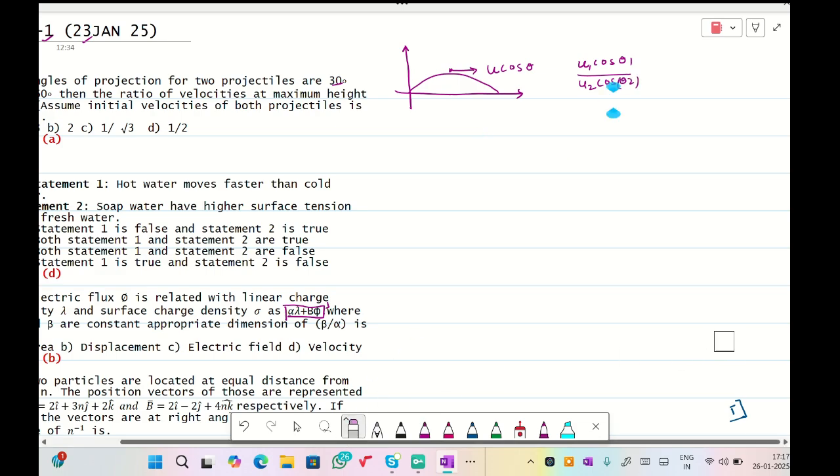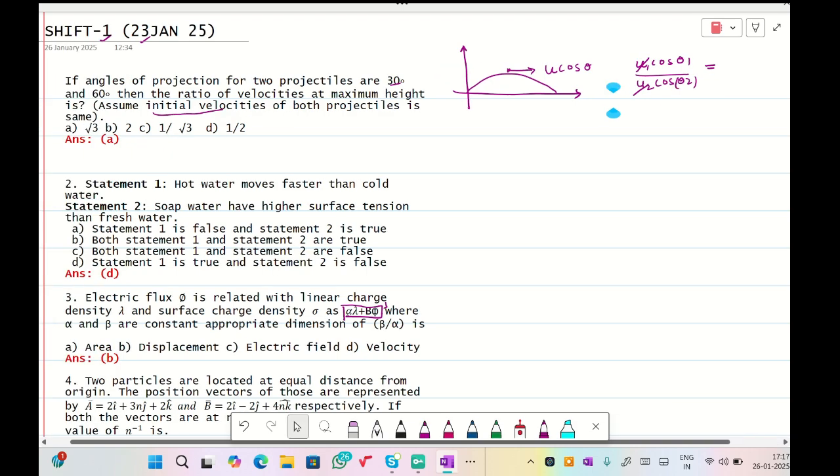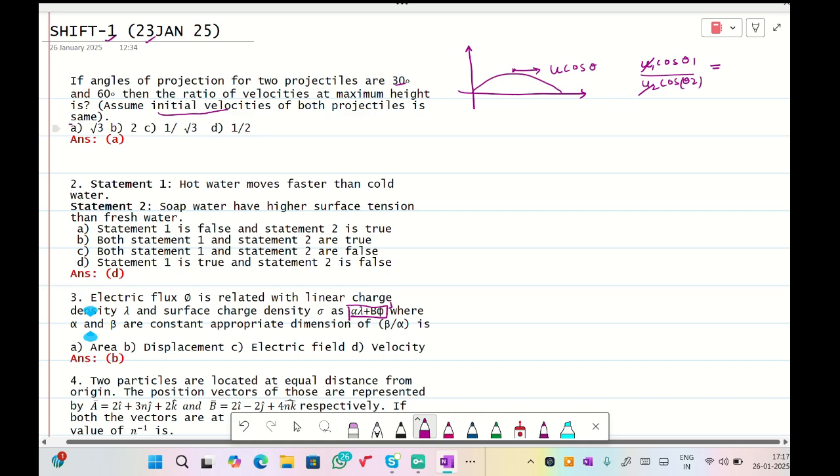Here theta 1 and theta 2 are given as 30 and 60, and u1 is equal to u2. The initial velocities are the same, right? So u1 and u2 get cancelled, leaving cos theta 1 by cos theta 2, which equals root 3. So that is the correct answer. Now coming to the next one.